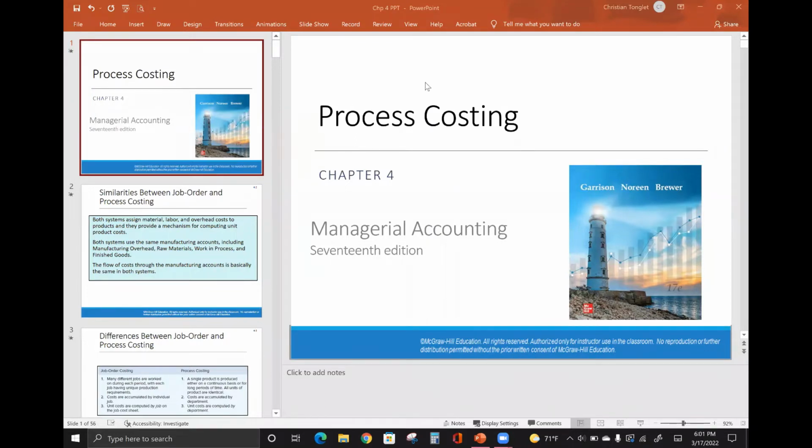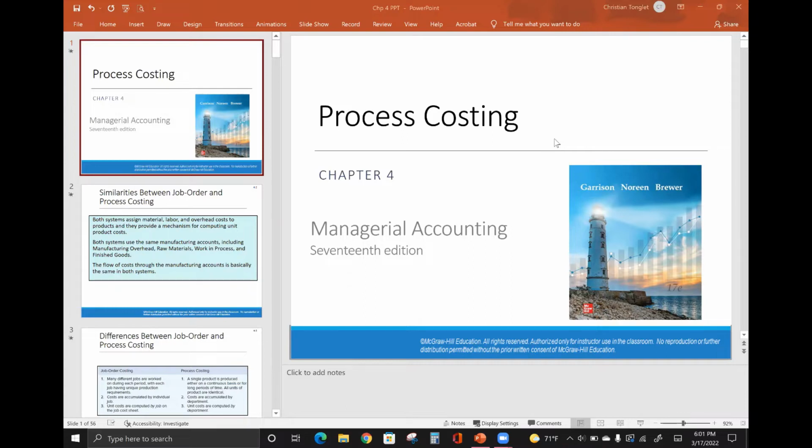All right, chapter 4, process costing. So the last 2 weeks we've done job costing. We looked at how we are producing products that probably are not the same. There's something unique about these different jobs, right? So we can have changes.